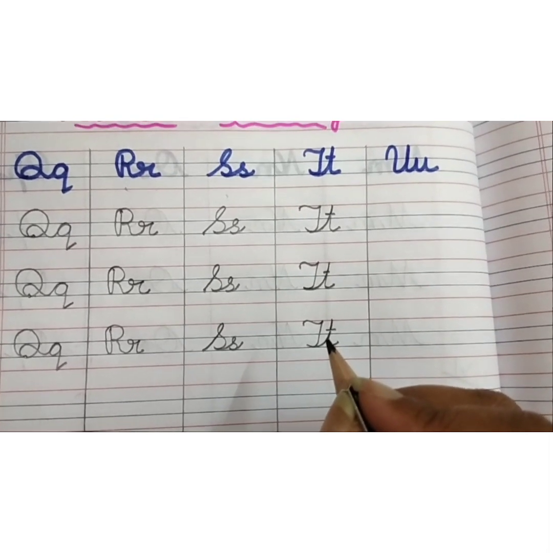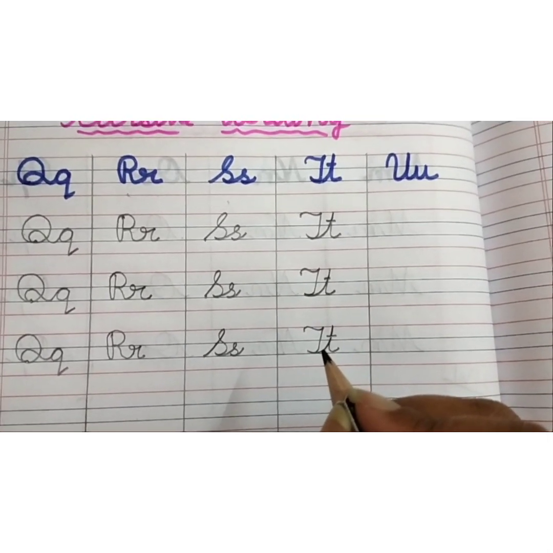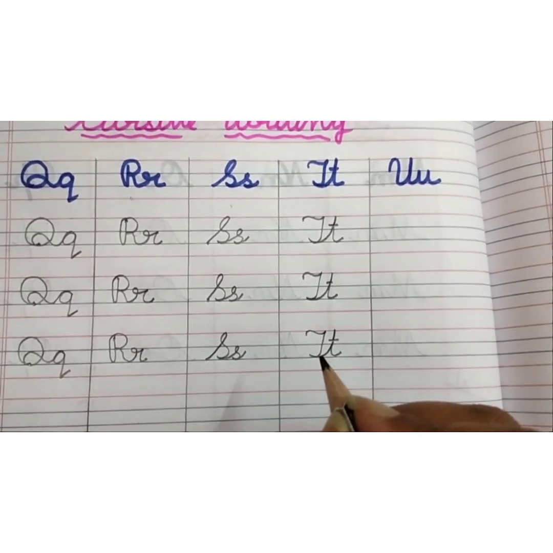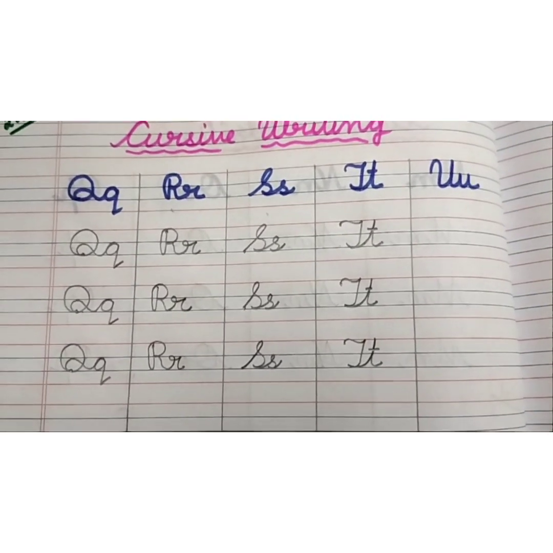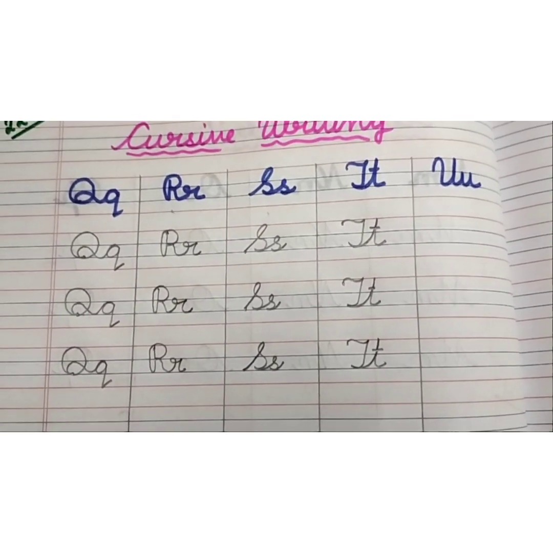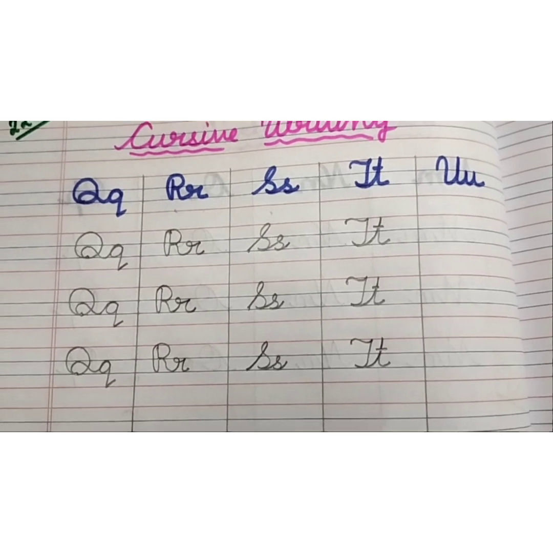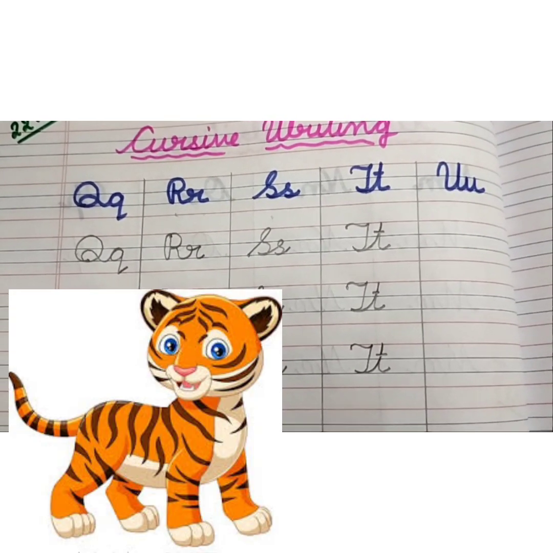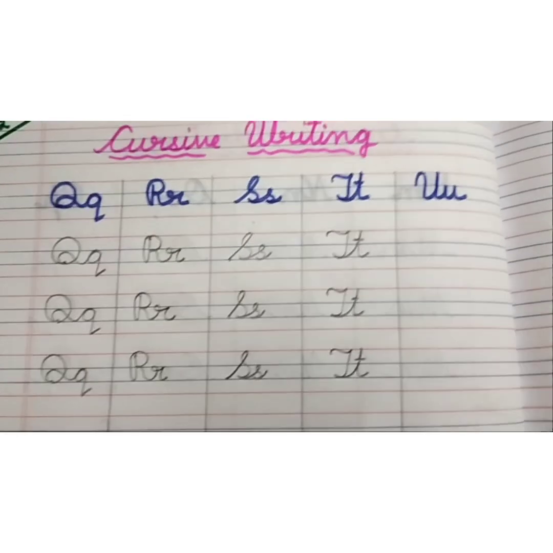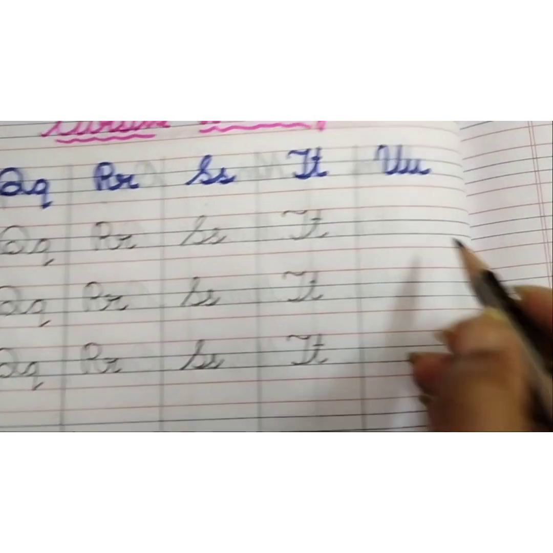And children, tell me, T stands for? T for? Tell me. Yes, it's an animal and it's a wild animal. Can you tell me? Which animal is this? Good, it's tiger. Okay, now the next one.